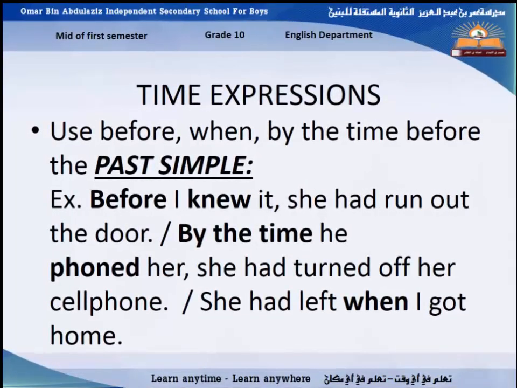Use before and by the time with the past simple. Before I knew it, she had run out the door. By the time he phoned her, she had turned off her cell phone. She had left when I got home.